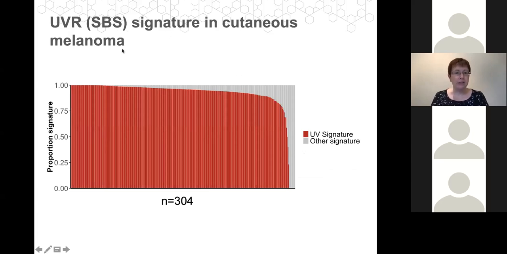So as you would expect, when we look at our cutaneous melanomas, the proportion of ultraviolet radiation signature in the cutaneous melanomas was dominant, and this is shown here in the red, with the grey being other signatures. And you can see that for the majority of patients, it is almost exclusively UV signature mutations, with only a small number of samples lacking any UV signature at all.